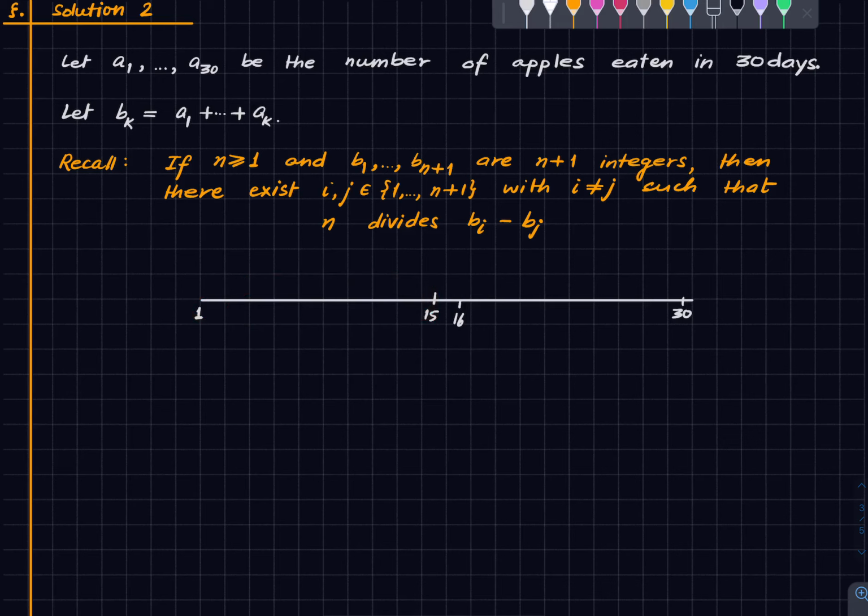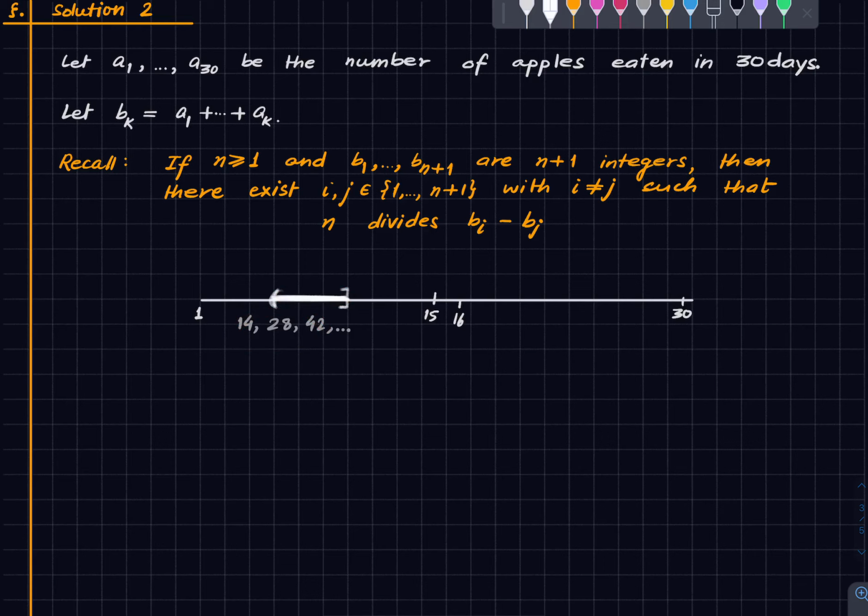So by the previous fact, bi minus bj is divisible by 14 for some distinct i and j. What that means is that there is some sequence of consecutive days here where either 0 apples were eaten, or 14, or 28, or 42, basically multiples of 14. But note that 0 apples cannot be eaten. Why? Because bi minus bj is considered for different i and j, and b1, b2, b3, and so on is a strictly increasing sequence, as noted in the previous solution, simply because each ai is at least 1. So 0 apples cannot be eaten in this range of days. So either 14 apples or 28 apples or 42 apples and so on have been eaten in this range.